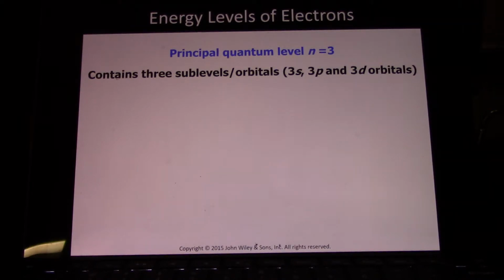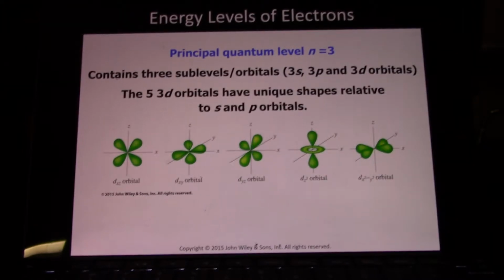Principal energy level 3. Now we have 3s, 3p, and 3d orbitals. Remember, in the first energy level, there was only the s sublevel. In the second energy level, there was an s and p sublevel. Now in the third energy level, we have s, p, and d sublevels. And a d sublevel has 5 orbitals, so up to 10 electrons.